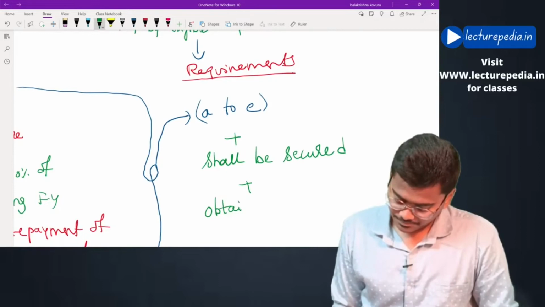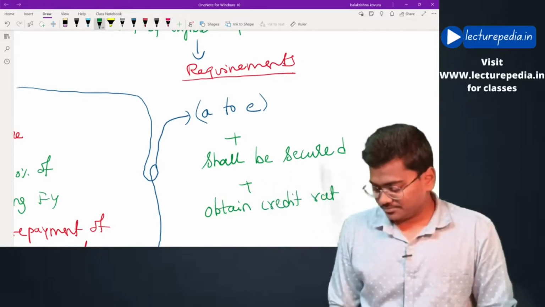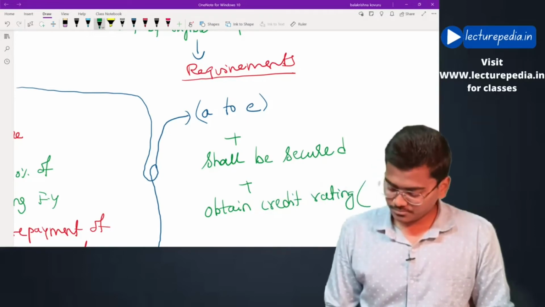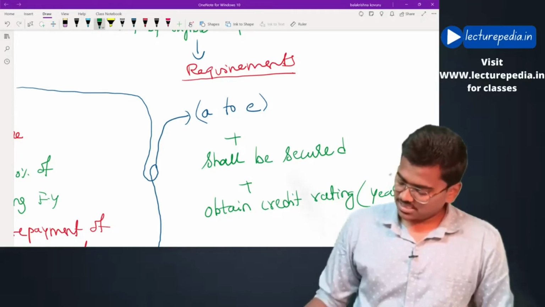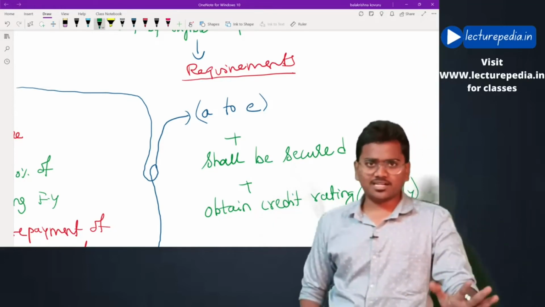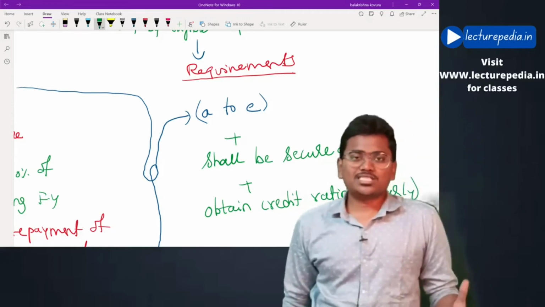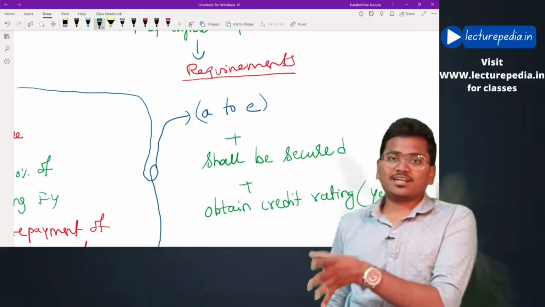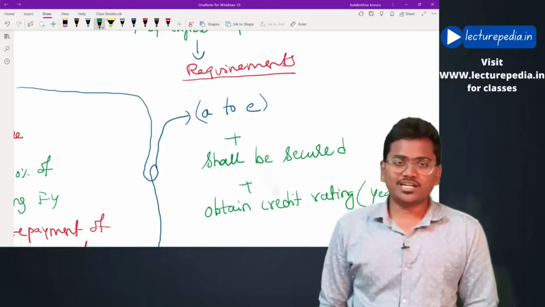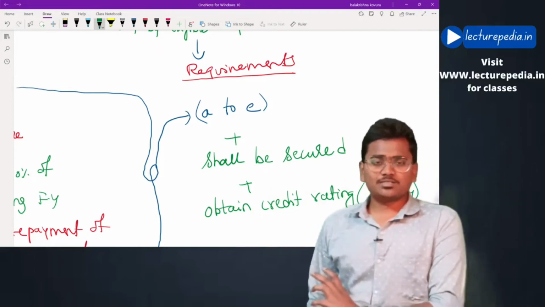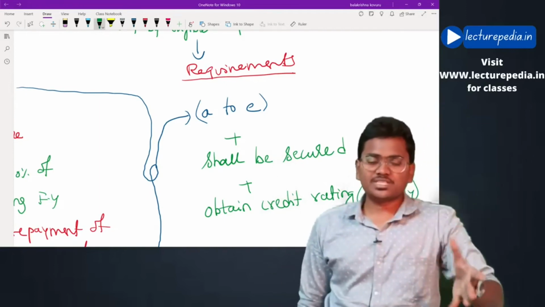obtain credit rating, yearly. You should obtain this credit rating yearly. What is this credit rating? Generally, if you want to watch movies, you will go to the cinema theater by seeing the rating of that movie. You will first of all see what is the IMDb rating for that movie. If the rating is above 8 or 9, only then you will go to the theater and watch that.